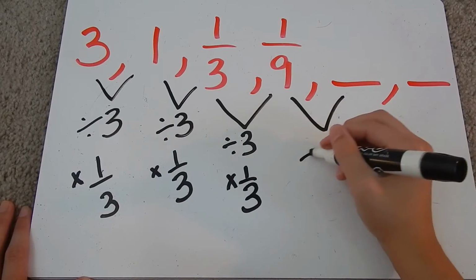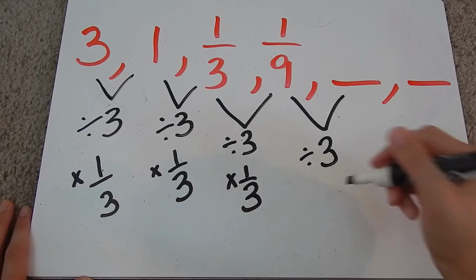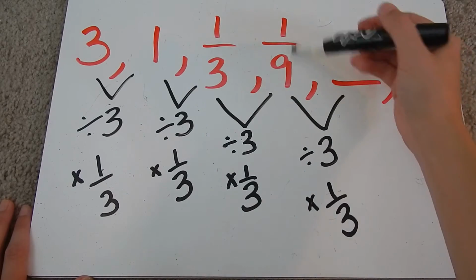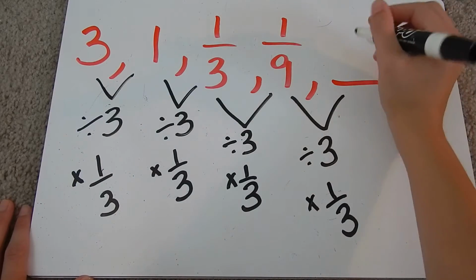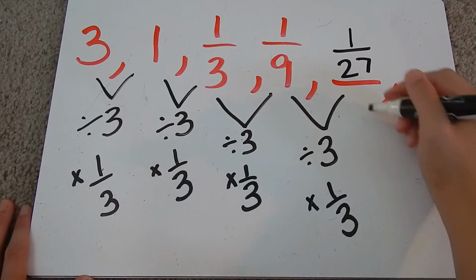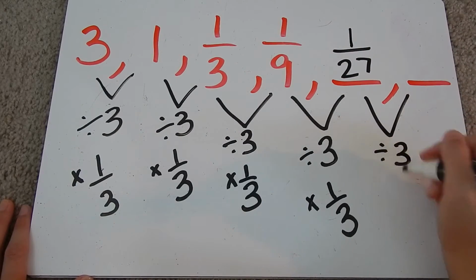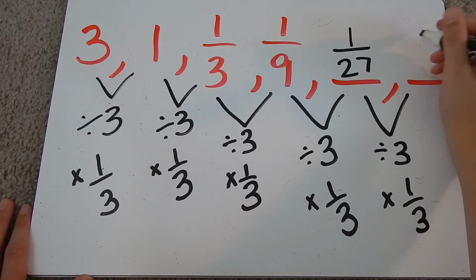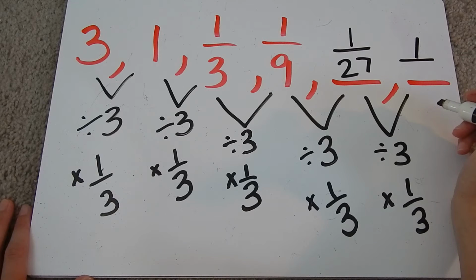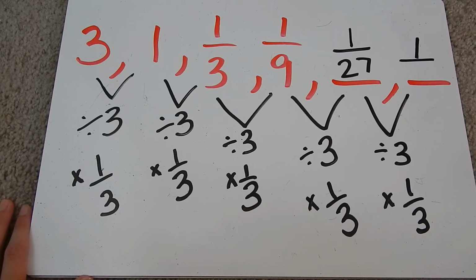I'm going to divide by 3 again, which you can do using your calculator, or multiply by 1/3. If you didn't want to use your calculator, when you multiply 1/9 by 1/3, you multiply numerators, so it's going to be 1. Multiply denominators, 9 times 3 is 27. And we'll do it one more time. We'll divide by 3, or multiply by 1/3, and we get 1 over 3 times 27, which is 81.